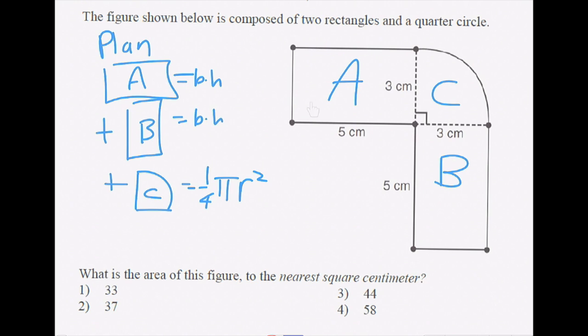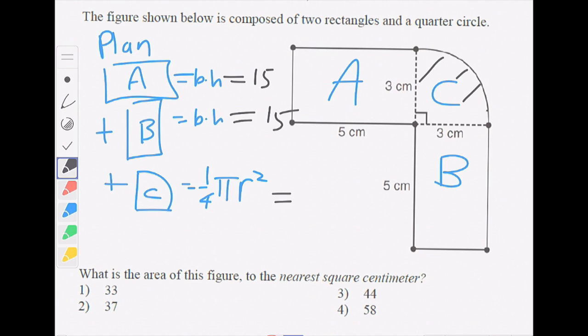Well, one thing I know about A and B is they're exactly congruent rectangles. They're both 5 by 3. So the area is 5 times 3, or 15 for both. That was quick and easy. And then the area of a quarter circle. Well, a full circle is worth pi r squared. A quarter circle would be 1/4 pi r squared. So 1/4 times pi times the radius.